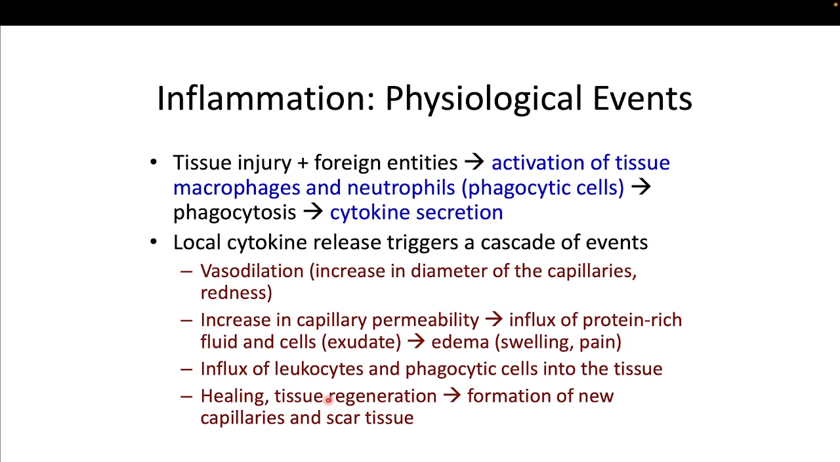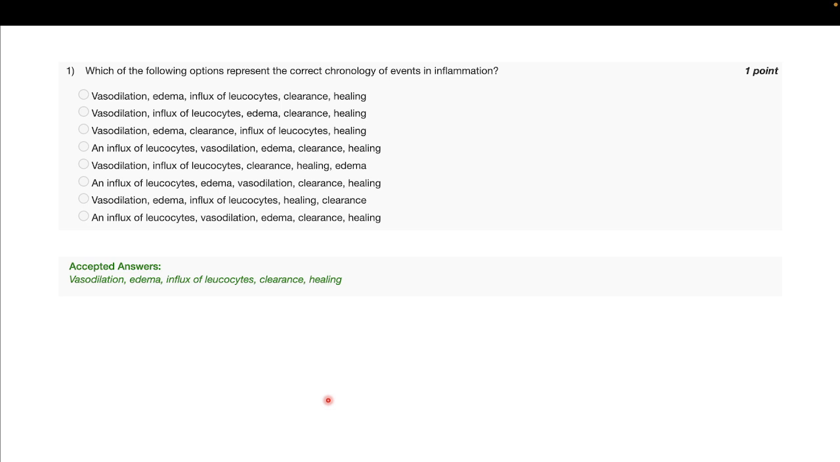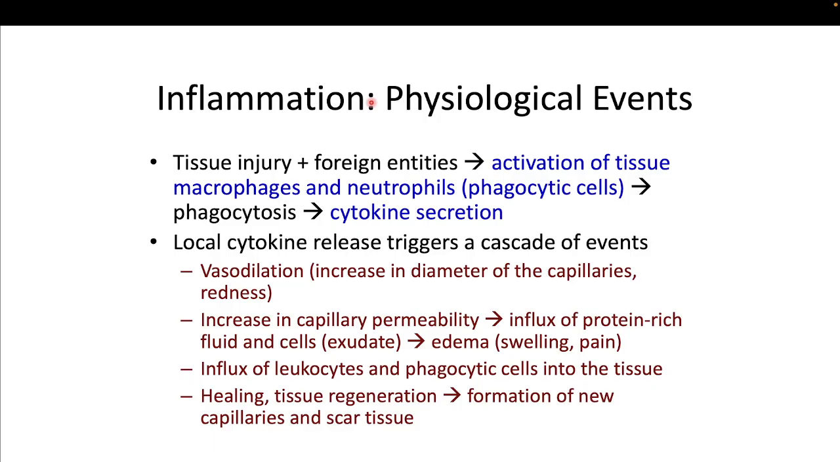After a point, your inflammation has to stop. If there is constant inflammation, it will start harming all your normal cells also. So after a while, whenever the injury is repaired, your body stops the inflammation cascade and starts regenerating the particular tissue. So the correct sequence for inflammation is vasodilation, edema, influx of leukocytes, clearance, and then healing. Is this clear? Okay, no doubts. Then let's look at the next question.